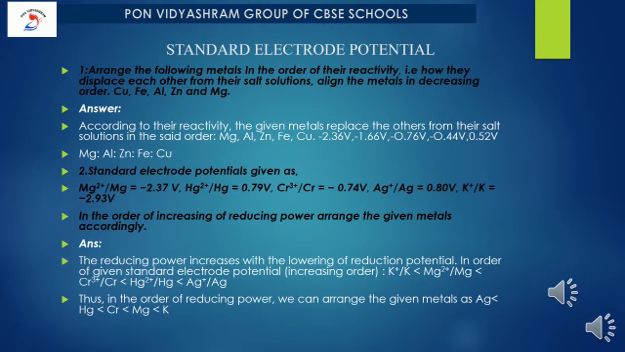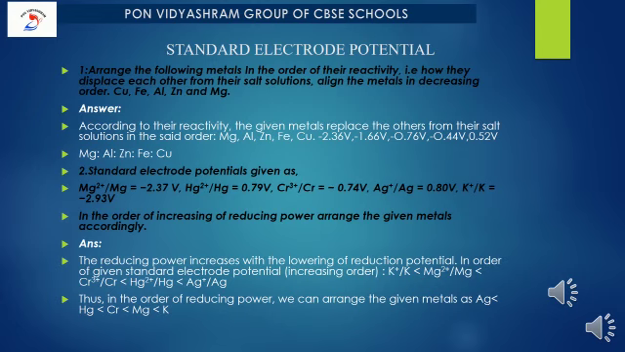Two things you have to remember. The first one is, reducing power is the ability to get oxidized. Higher reduction potential implies ease of getting reduced. This means lower reduction potential implies it is easy to get oxidized. That is, conversion of Cu+ to Cu is more feasible. Now, the one having the least reduction potential will be oxidized first.